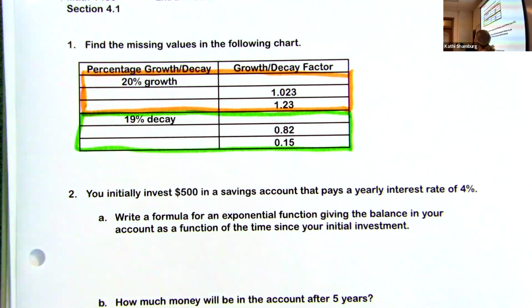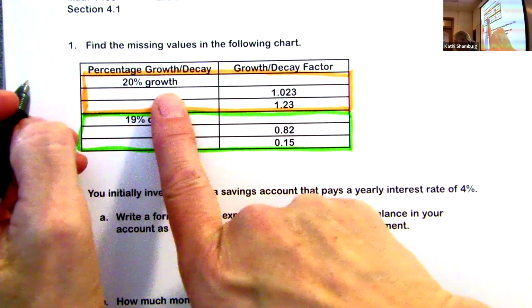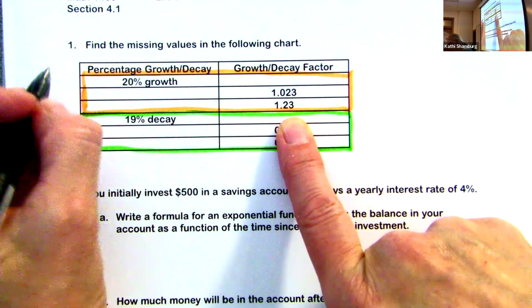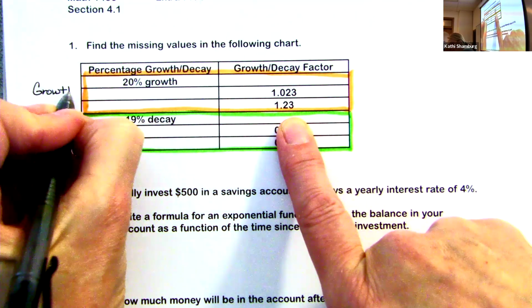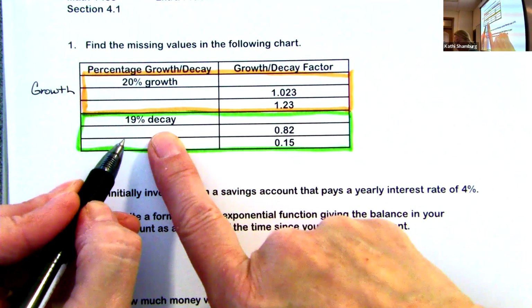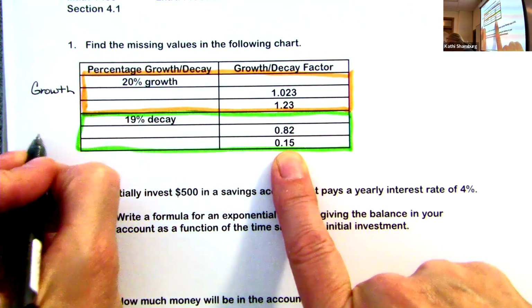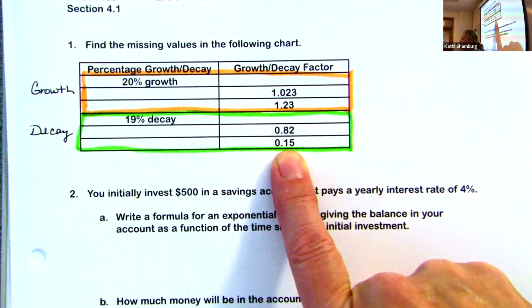Okay, any idea why I highlighted orange and green? One thing. Exactly. So if you'll notice the top one, it says growth, and then over here, both of these numbers are greater than one. So I know these three deal with growth. Here it says the word decay, and then these two numbers are less than one. So I know these are examples of decay.